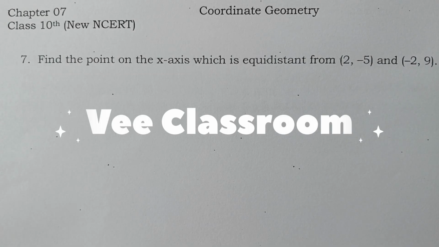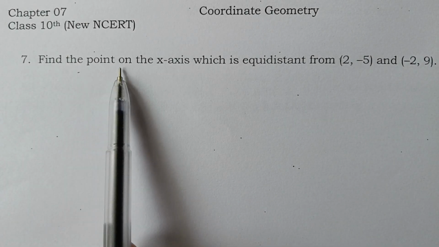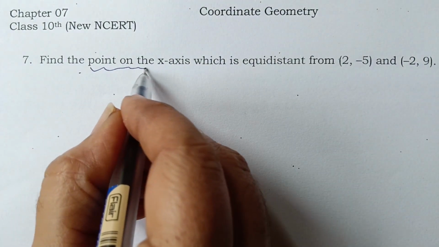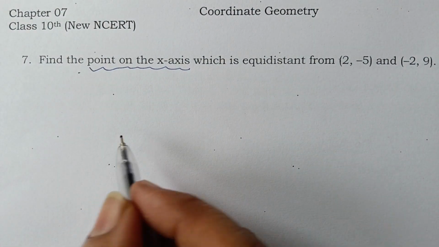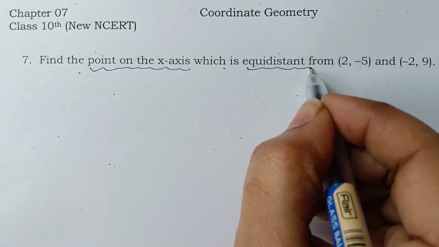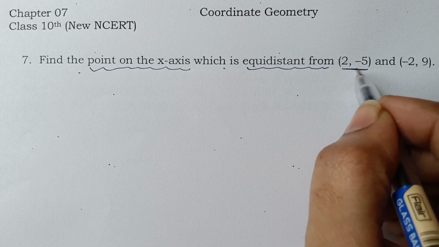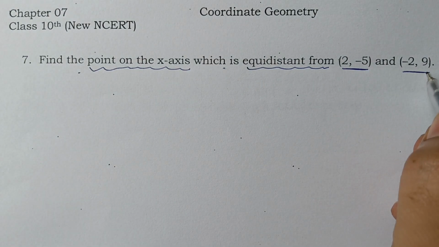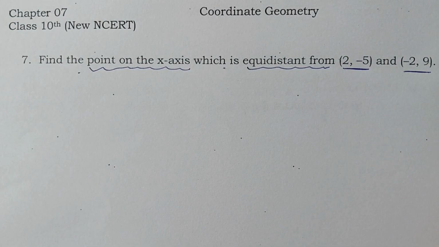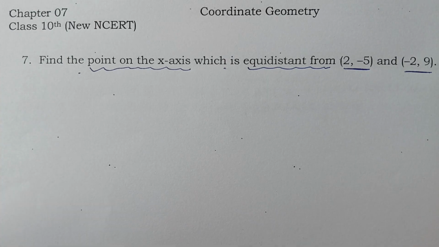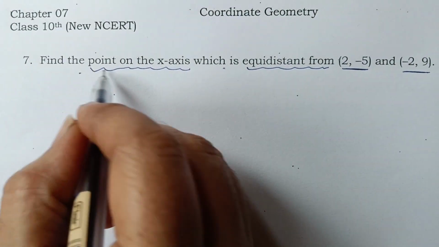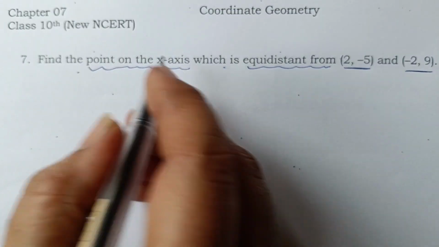Okay, so next we'll start the seventh problem. Find the point on the x-axis which is equidistant from (2, -5) and (-2, 9). Okay, so first we'll understand what they are asking. Find the point on the x-axis.